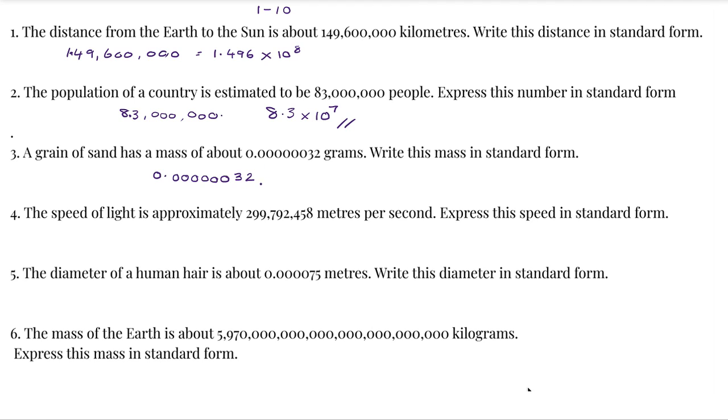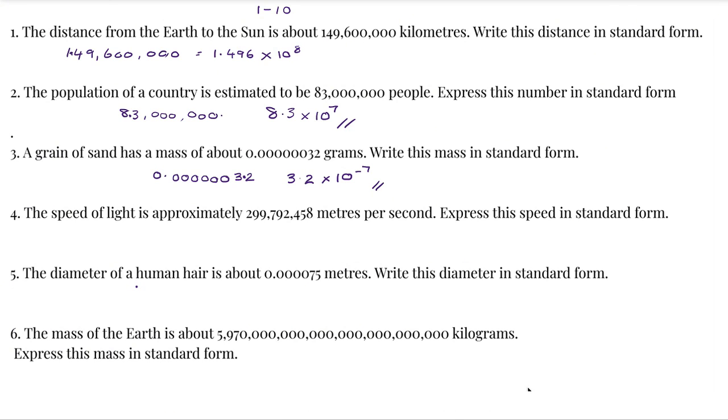Now our limitations are between 1 and 10. So our decimal place is going to move to here. So it's going to be 3.2 times 10 to the power of, we're going up this time, so it's going to be a negative number, and we're going to move it 1, 2, 3, 4, 5, 6, 7. So it was 7 times we moved it to get between 3 and 2. So it's minus 7.